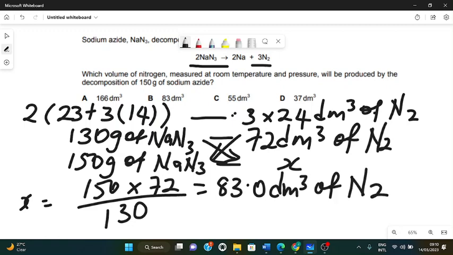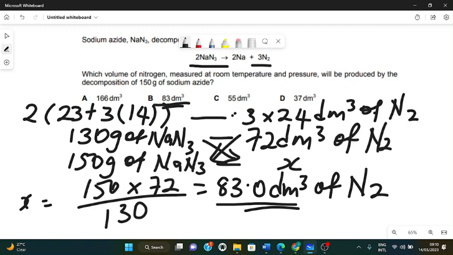Therefore, the answer is B. 83.01 dm cube of nitrogen will be the volume of nitrogen produced by the decomposition of 150 grams of sodium azide. It's as simple as ABC.